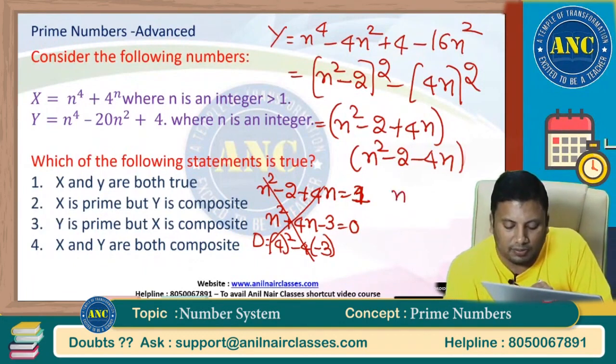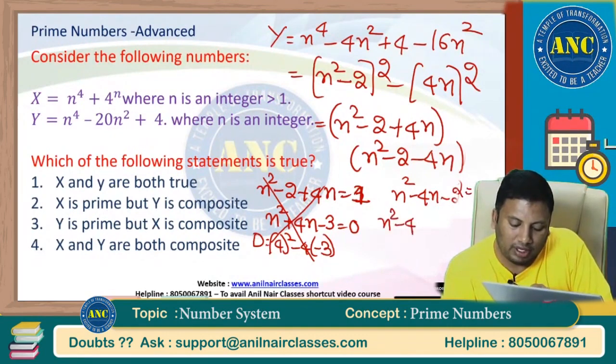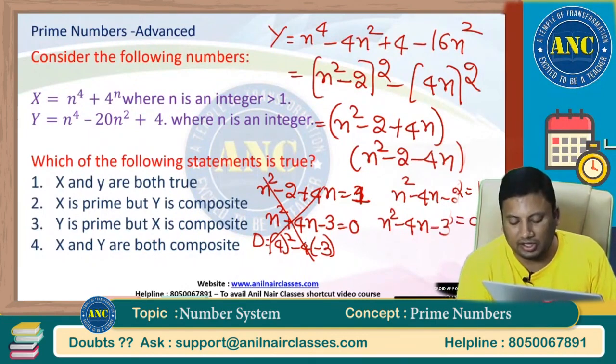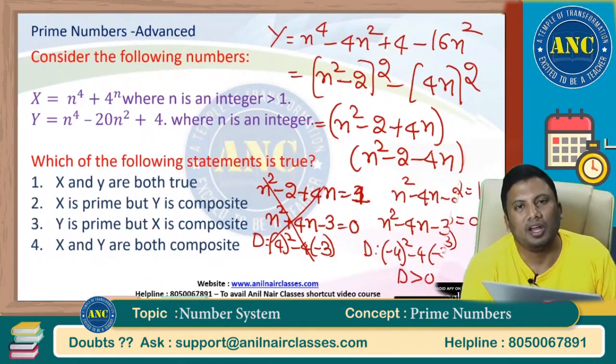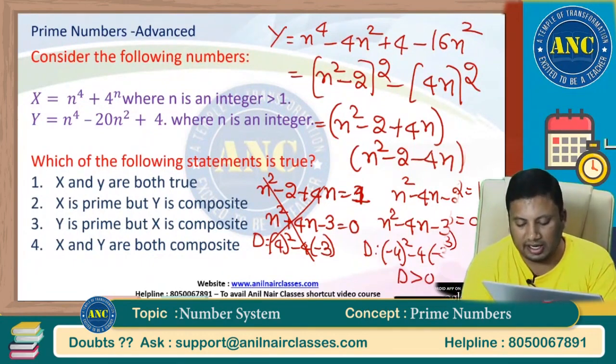These are not possible. N square minus 4n minus 2 equivalent to 1. N square minus 4n minus 3 equivalent to 0. Again D value is b square minus 4ac. Again D is greater than 0. Discriminant is greater than 0. If n is any integer it is forming, then that value will be the answer.